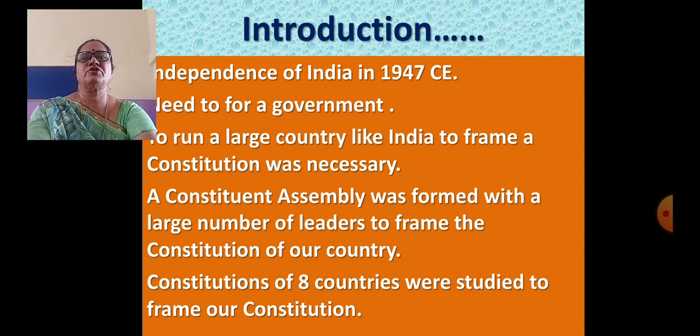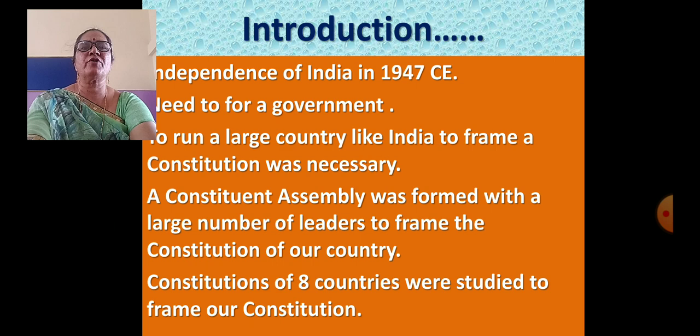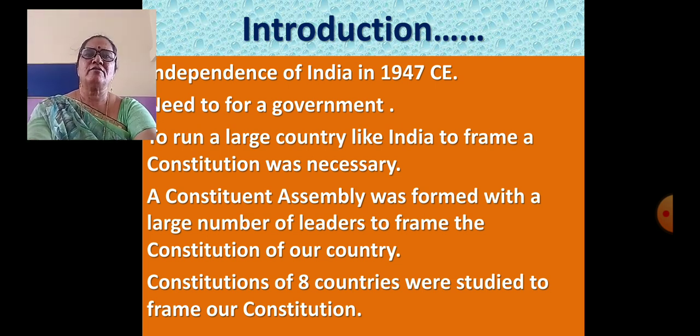According to our constitution, India is a democratic country. We have adopted a democratic form of government. Now, how to run a democratic form of government was there because of the constitution. Now, to frame a constitution was not an easy task. To frame the constitution of such a large country like India, at first a constituent assembly was formed with a large number of leaders who helped to frame the constitution of our country.